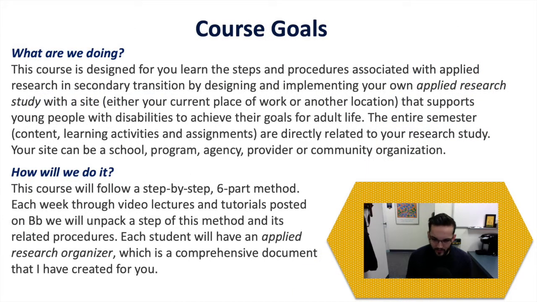So the big question is, what are we doing this semester? Well, this course is designed for you to learn the steps and procedures associated with applied research and secondary transition. And you're going to do this by designing and implementing your own applied research study with a site that can either be your current place of work or another location that supports young people with disabilities to achieve their goals for adult life. The entire semester, so our content, learning objectives, learning activities, and our assignments are directly related to your research study. So you'll find that over the course of this semester, each assignment will be a part of your study, and as you complete it, you'll move one step closer to completing your study. And your site can be a school, a program, an agency, a provider, or a community organization. And we're going to do this by following a step-by-step 6-part method that we will learn each part of throughout the semester and then implement it.